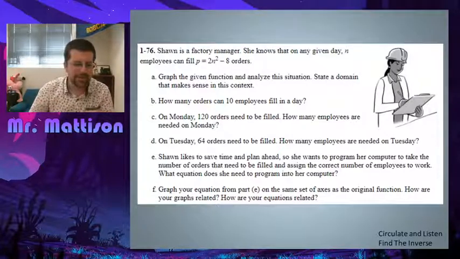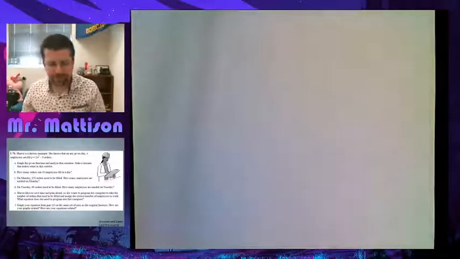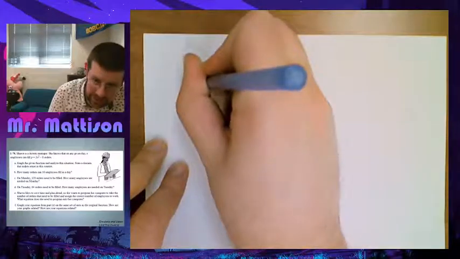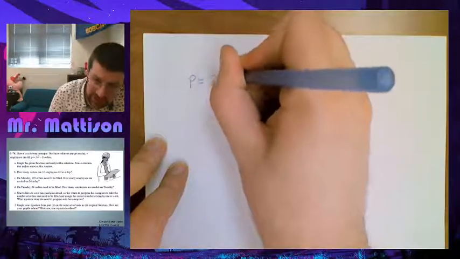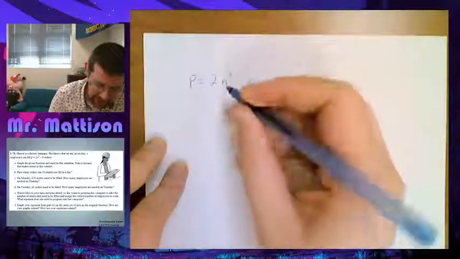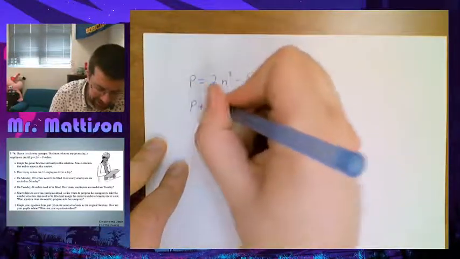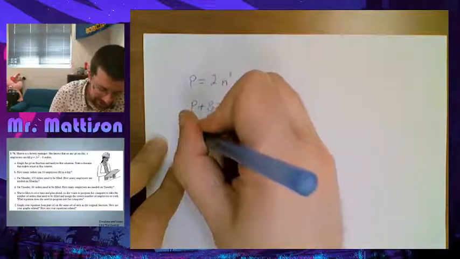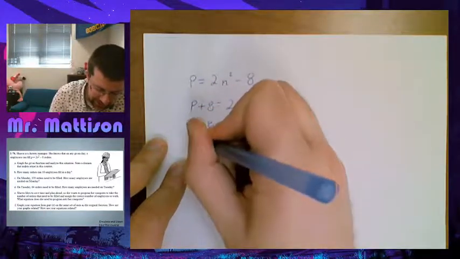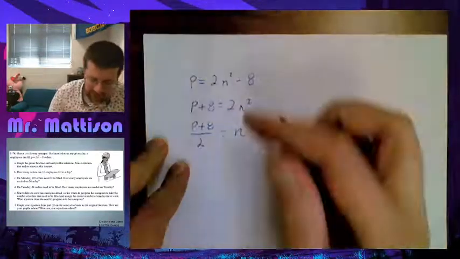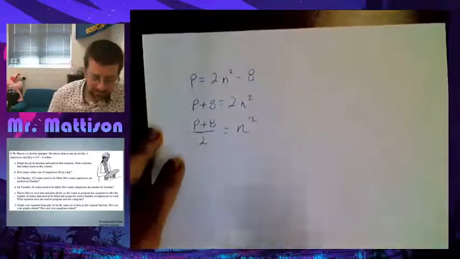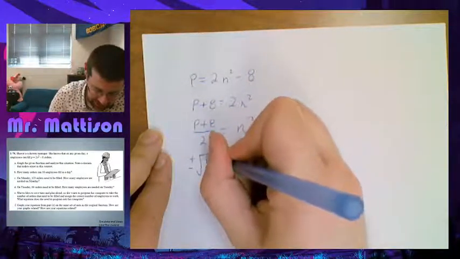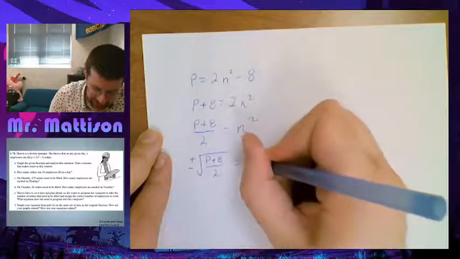So when we do that, pulling up my docking camera, we actually end up having P equals 2N squared minus 8. And we're going to add 8, so we have P plus 8 equals 2N squared. Divide by 2, P plus 8 over 2 equals N squared. And then we need to square root both sides. So we get plus or minus the square root of P plus 8 over 2 equals N.